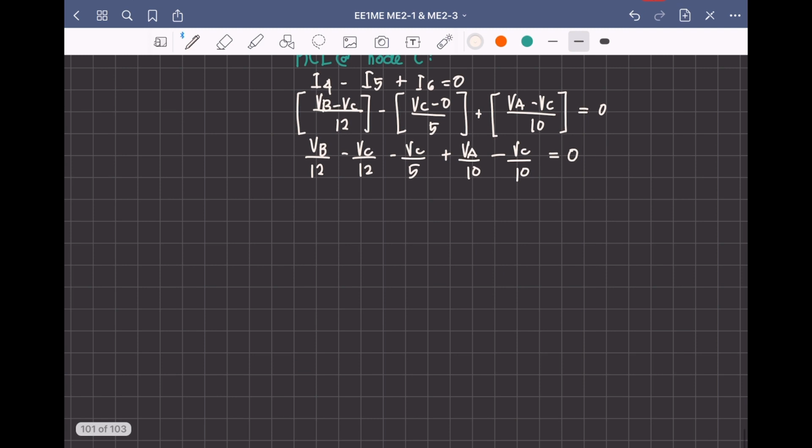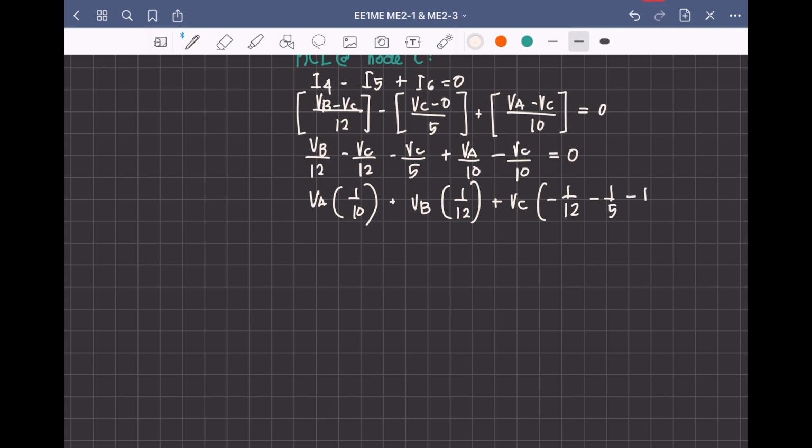Group together like terms. I'll take out VA, that's 1 over 10, plus VB, how many is that? Just one, that's 1 over 12. And then you have several VCs, there are three of them. So you get negative 1 over 12, negative 1 over 5, and negative 1 over 10. And then equate that to the constant on the right side. Is there any? None. So we have 0. And then this will be our equation number 2.